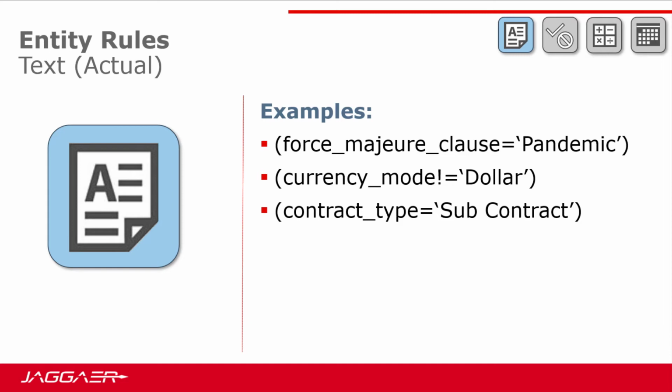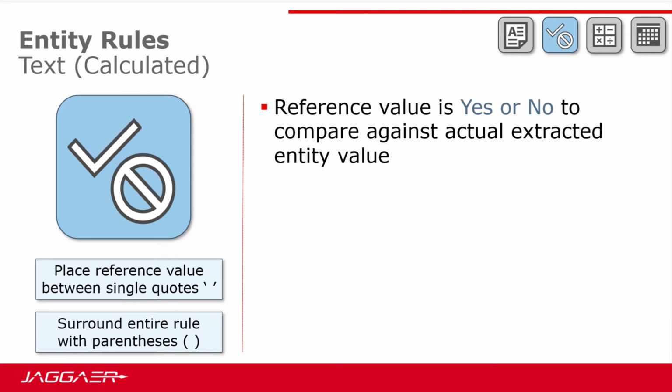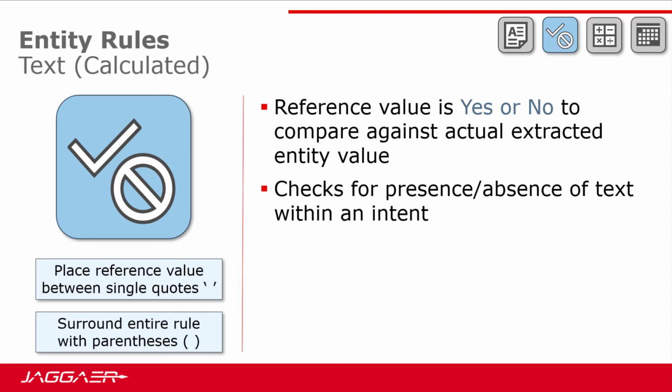We have the name of the entity at the beginning, followed by either an equal sign or an exclamation point equal sign. And then the reference value is in single quotes. Calculated text is an entity whose reference value will be yes or no. So risk in this case is based on simply the presence or absence of text within an intent. Either that word or phrase is included or it's not.